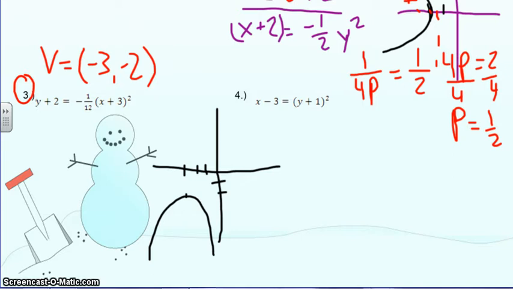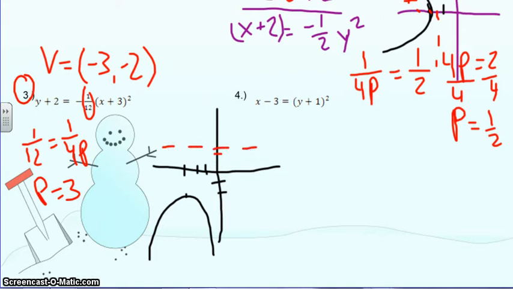Now I need to find the directrix and the focus, so I need to find the p-value. So I'm going to look at the number in front. 1 over 12 is equal to 1 over 4p. Well, this one's easy. I don't even have to cross multiply. I know that p has to be 3. So if p is 3, that means the directrix is going to go backwards 3. If I go backwards 3, remember it's perpendicular. So the directrix is going to be y equals, since it goes through the y-axis, at 1.